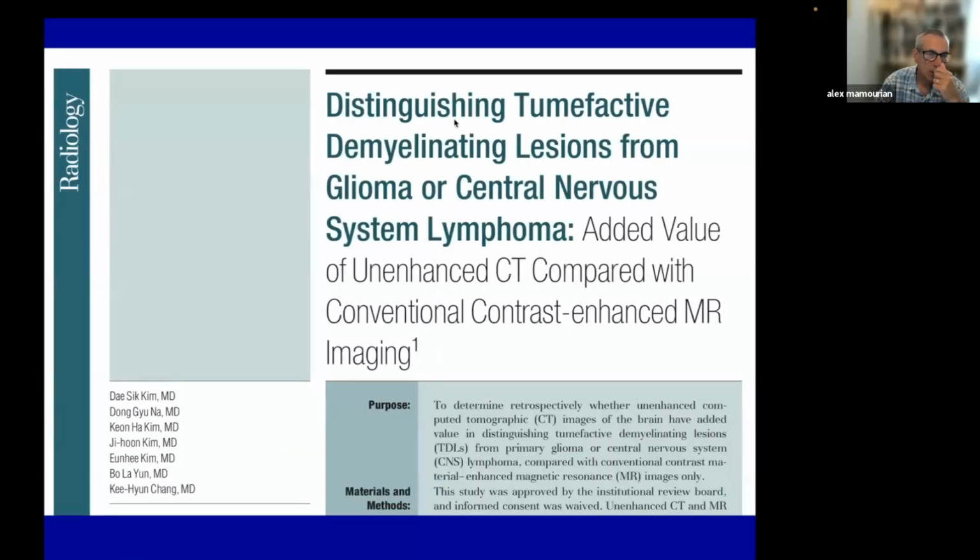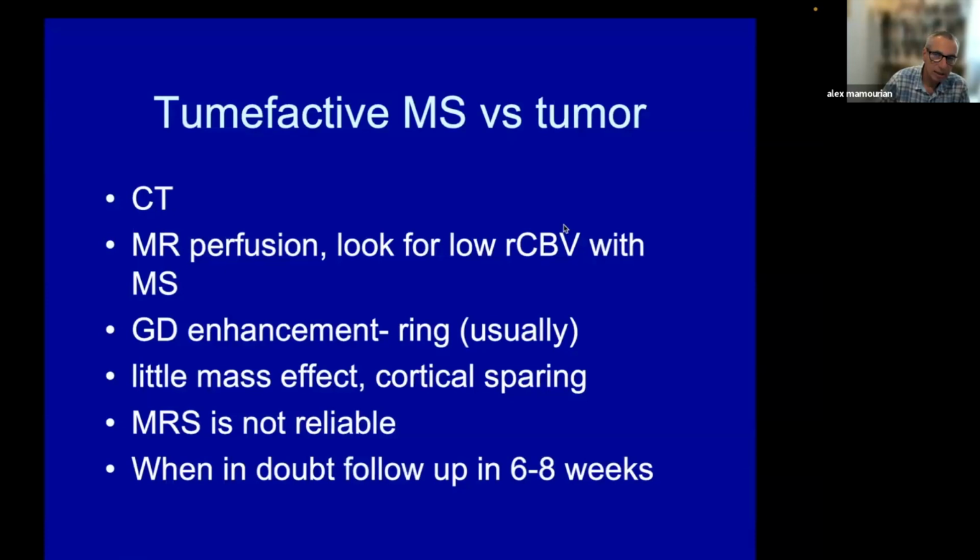So again, this was a paper some time ago in radiology, talking about using CT to discriminate between glioma and central CNS lymphoma. So obviously it's not a simple problem, if they would even be writing about it. So what features can we look for in discriminating tumefactive MS from brain tumors?